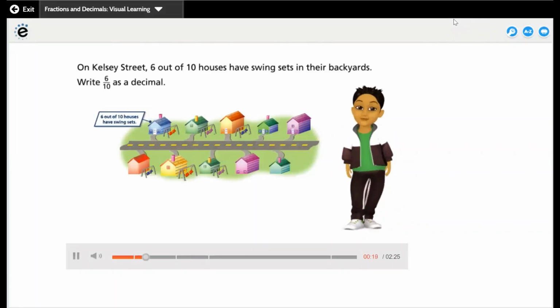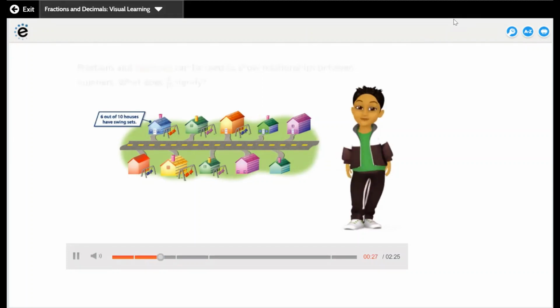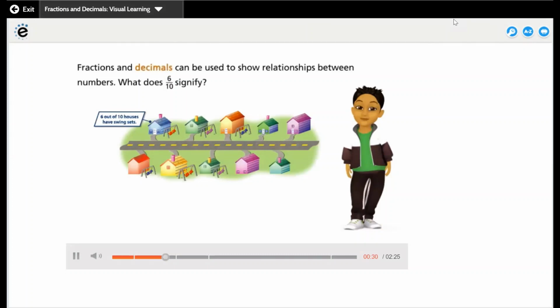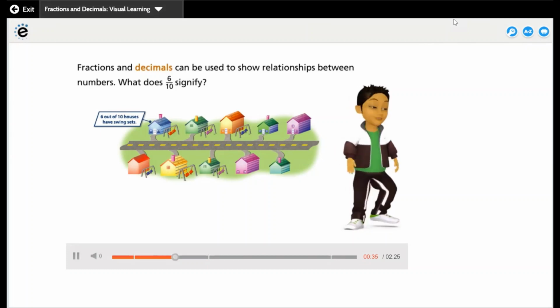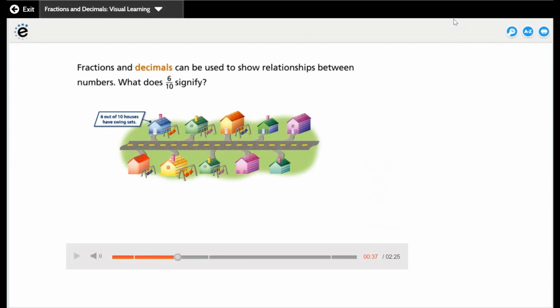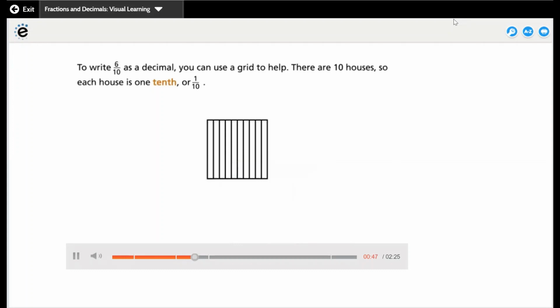On Kelsey Street, 6 out of 10 houses have swing sets in their backyards. Write 6/10 as a decimal. Fractions and decimals can be used to show relationships between numbers. What does 6/10 signify? It means that out of the 10 houses on Kelsey Street, 6 have swing sets. To write 6/10 as a decimal, you can use a grid to help. There are 10 houses, so each house is 1/10.